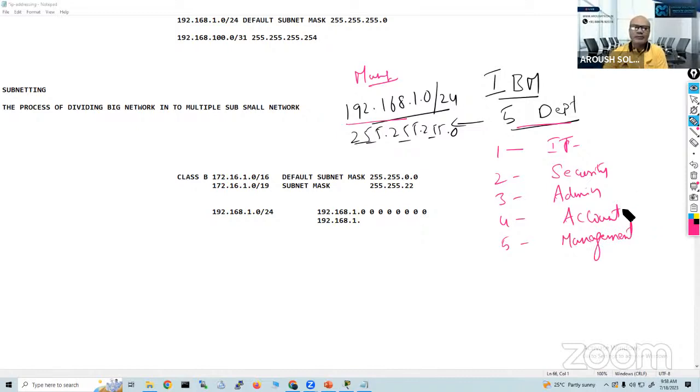So it's 5 departments. The IP address he has given is 192.168.1.0/24. The requirement is 5 departments. Now the question is, how many networks will you get in this IP address?